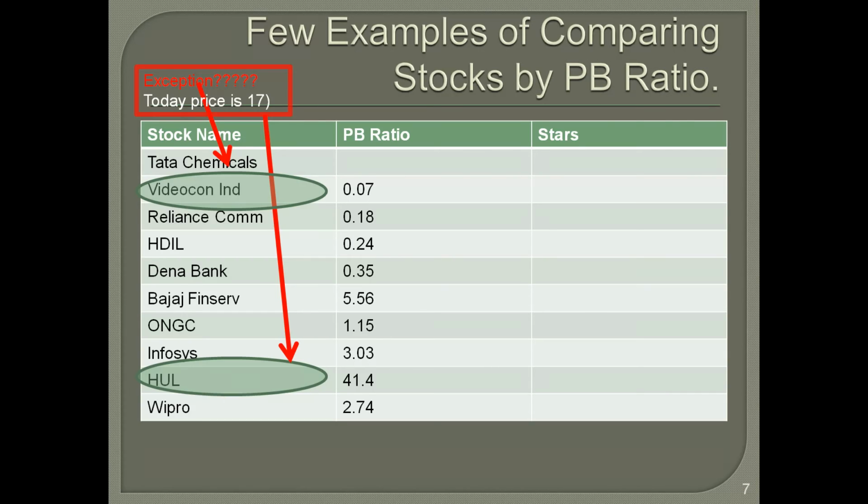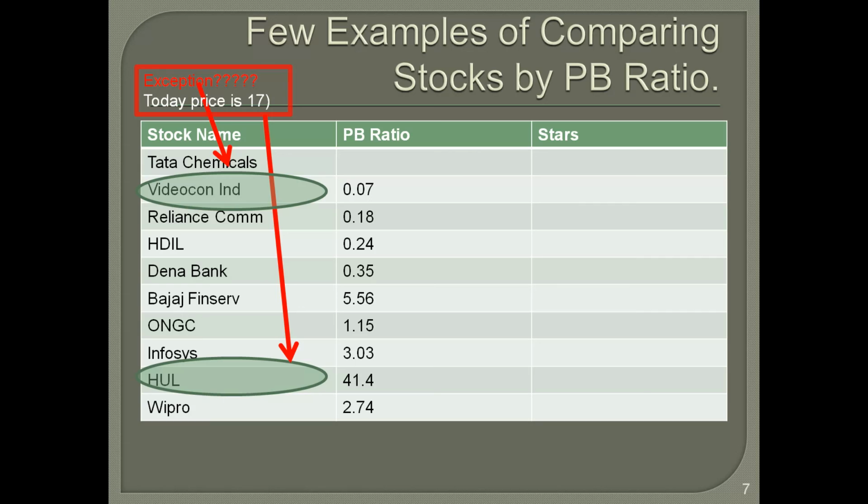For example, I have given some examples of the PB ratio: Videocon and HUL. HUL's PB ratio is very high, so it means the price is very expensive, and Videocon is very cheap, it means the price is very down, and so is the PB ratio. So PB ratio wise, I think these are exceptions.